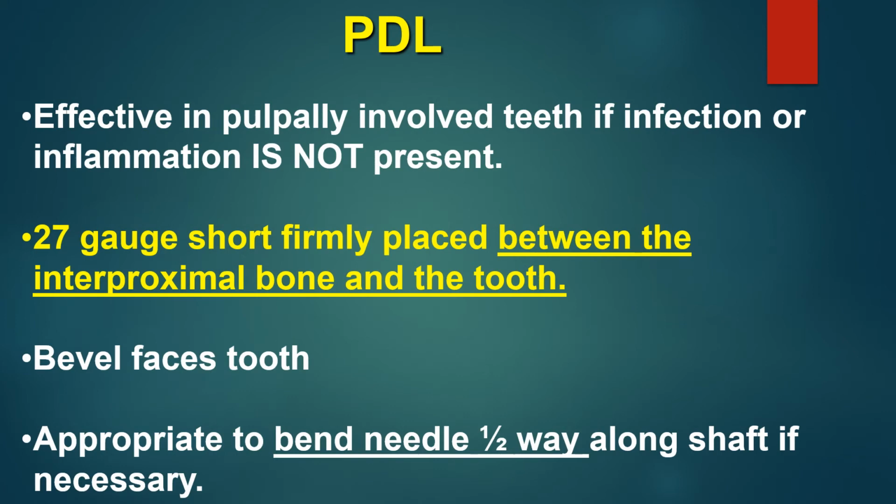This is very effective in pulpally involved teeth if the infection or inflammation is not present. So this would be a pulpally involved tooth, meaning a decay, if there is some decay right in the middle of the tooth, but there's no huge infection or inflammation. So you can use a 27 gauge short needle firmly placed between the interproximal bone and the tooth, right in the periodontal ligament space. The bevel always faces toward the tooth if it can, and it's appropriate to bend the needle halfway along the shaft if necessary.